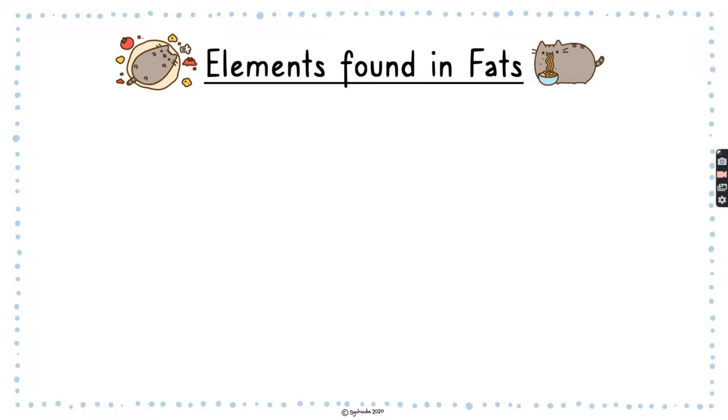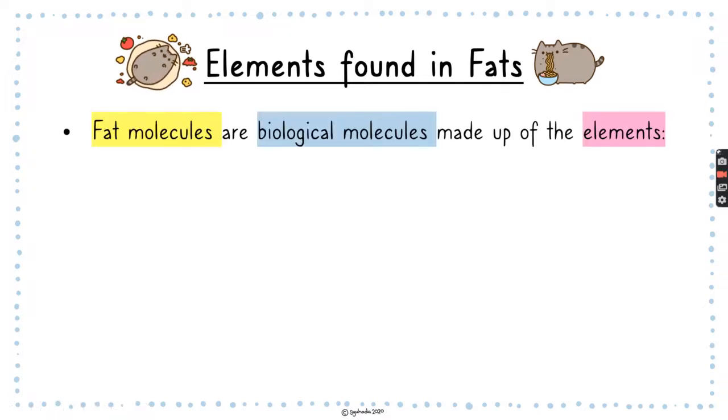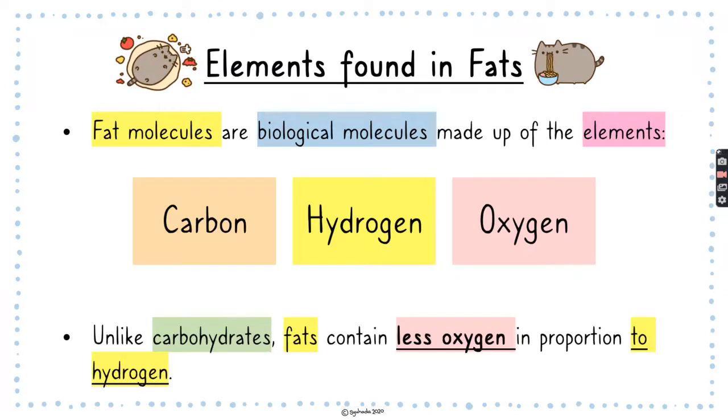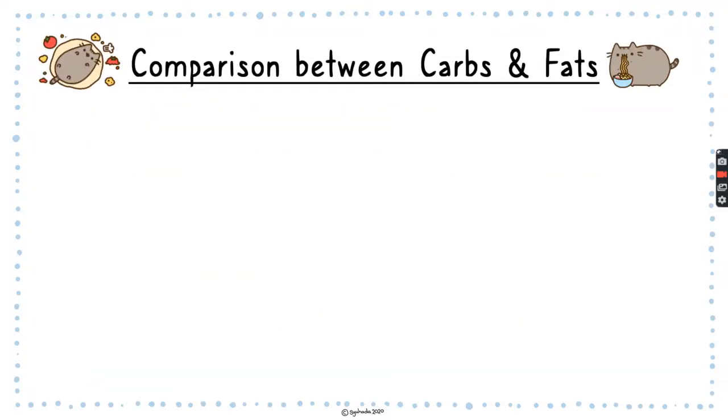Okay, next, our last part is about elements that can be found in fat molecules. Fat molecules are biological molecules that are made up of the elements carbon, hydrogen, and oxygen. And unlike carbohydrates, fat contains less oxygen in proportion to hydrogen.